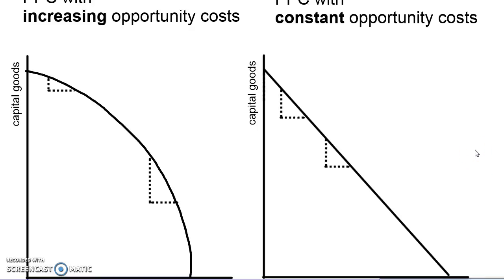Once again, if you're looking at what's happening with opportunity costs, whether they are increasing, constant, or decreasing, it's the shape of the curve. If the curve is bowed out, you're looking at increasing opportunity costs. If it is a linear line, it's constant. If it were to be bowed in, which you're not really going to see, but just in case, that would be decreasing opportunity costs.